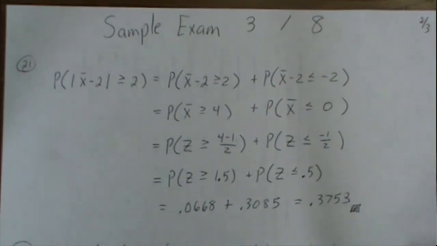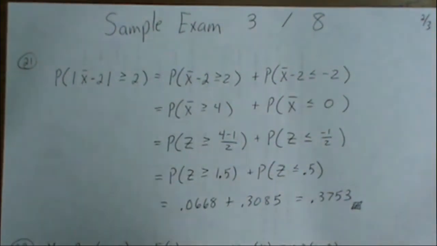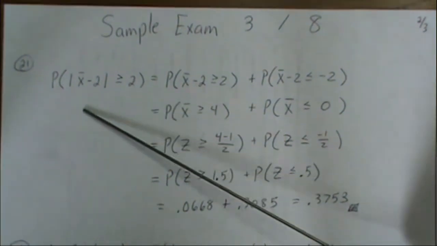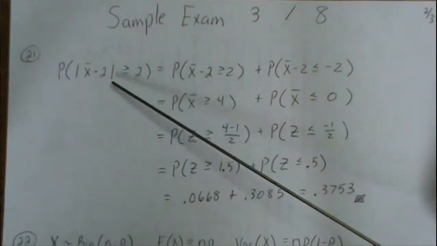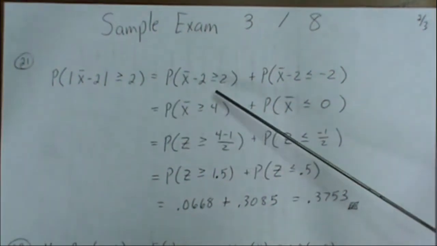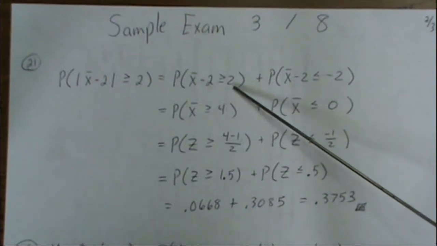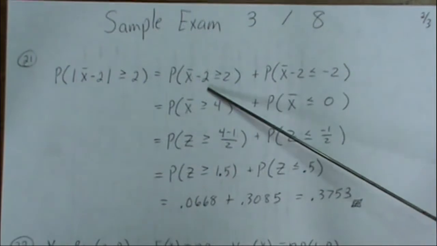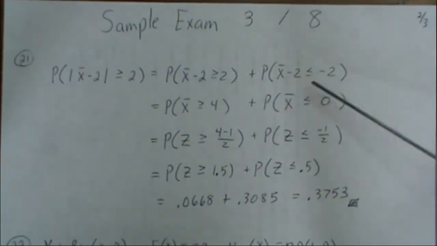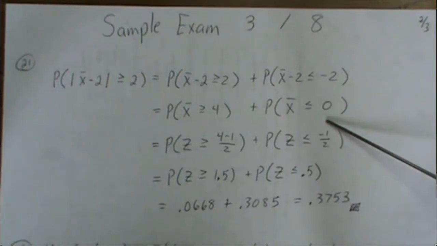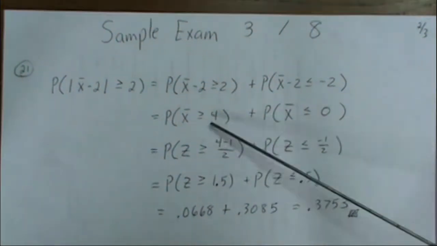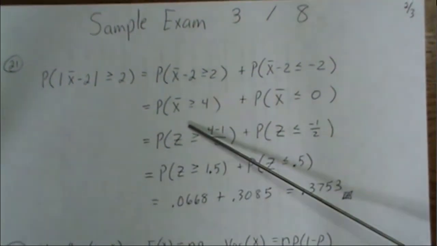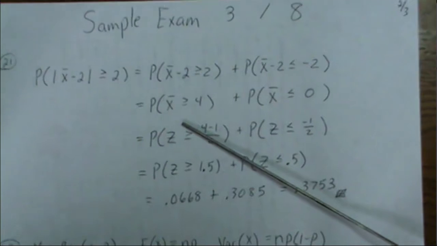So number 21, we want to find the probability that the absolute value of X bar minus 2 is greater than or equal to 2. Well, the definition of absolute value being greater than some constant means you can split it up into values greater than 2 and values less than minus 2. Here, you add the 2 to both sides, and you get X bar greater than 4 or X bar less than 0.